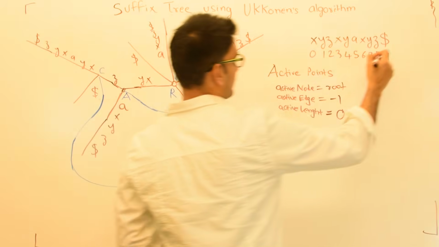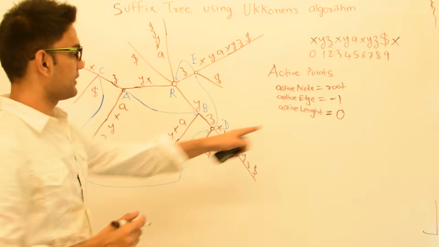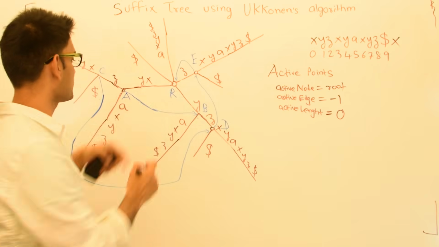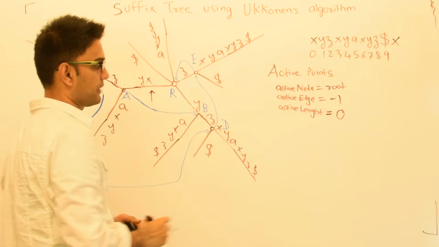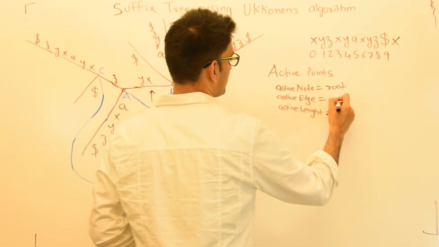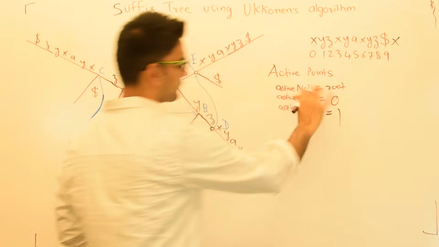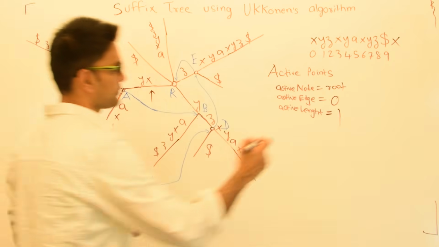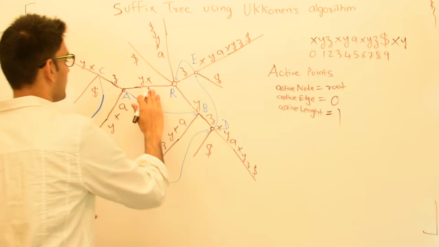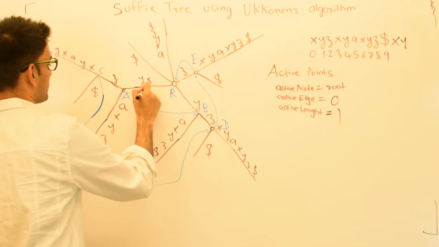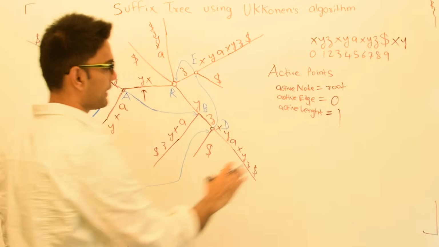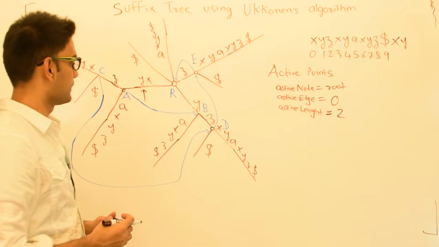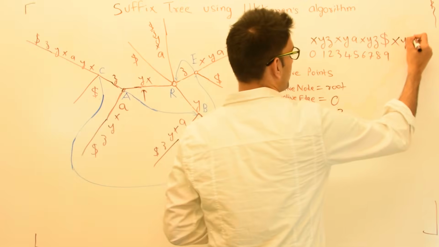So let's say the next character after this was x. So since active length is 0, we check, is there a path with x starting from root? There is one, so we just move here and we reset our active edge to be 0, which is index of x, and active length to be 1, as we discussed before. And this is a rule 3 extension. Next, let's suppose the next character was y. So this comes to this point. Since the next character here is y, and we just increased our active length by 1, as we discussed for rule 3 extension. So let's say the next character after this is b.